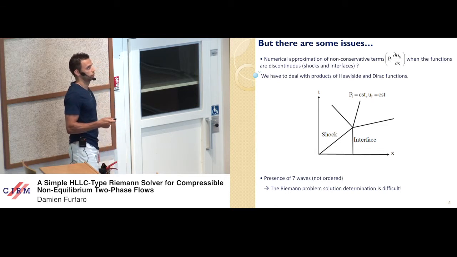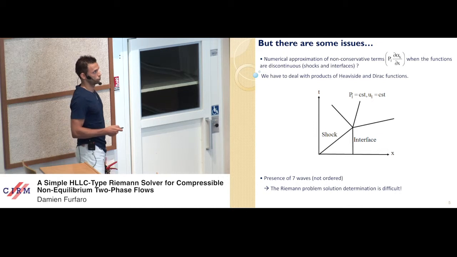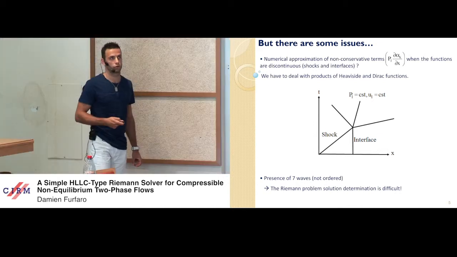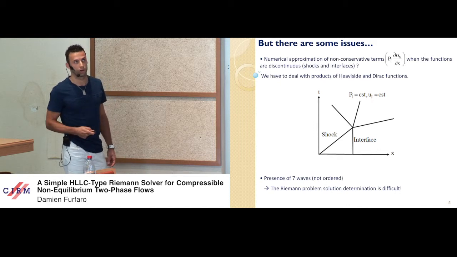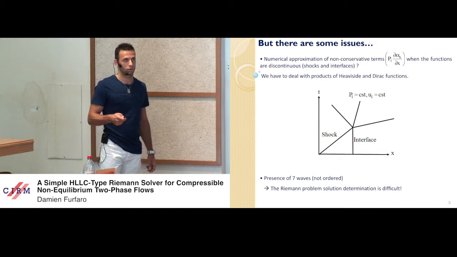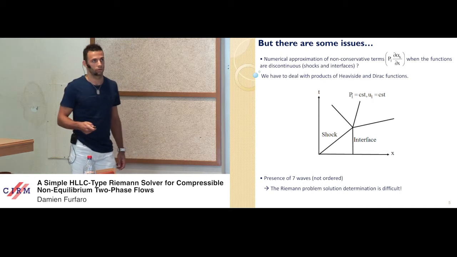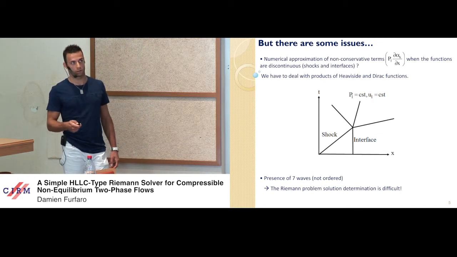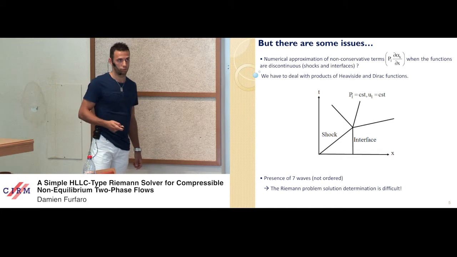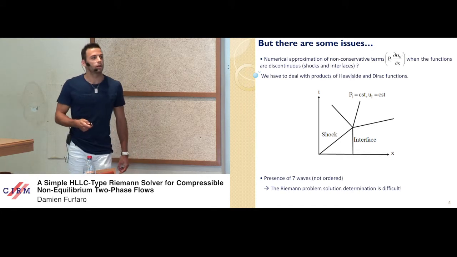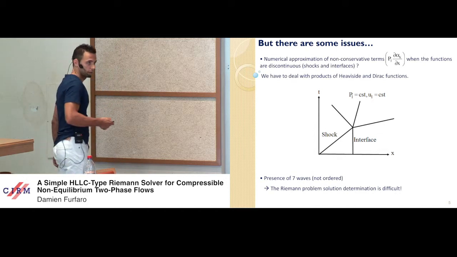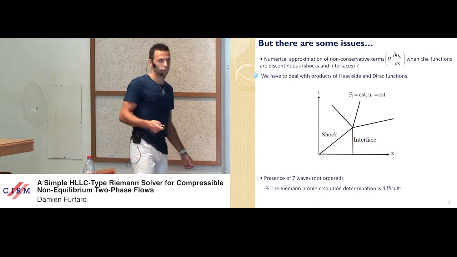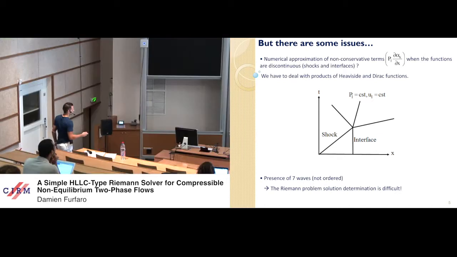Heaviside is for the interfacial pressure, which is discontinuous across the shock wave. And the Dirac function is the gradient of the volume fraction across the interface. When the shock wave interacts with an interface, there is a problem. The second difficulty is the presence of 7 waves, rendering the resolution of the Riemann problem difficult.